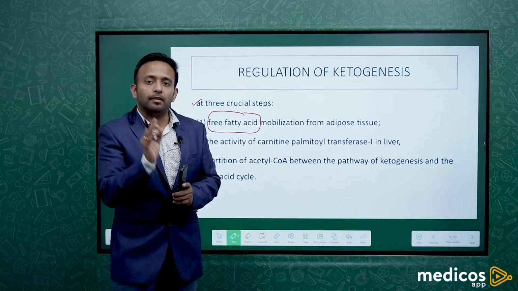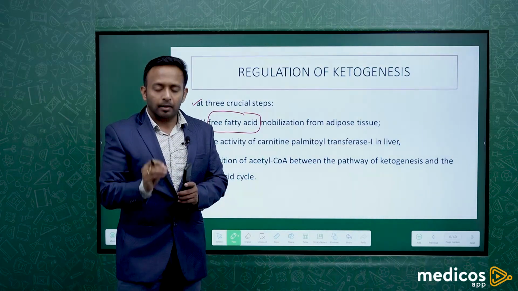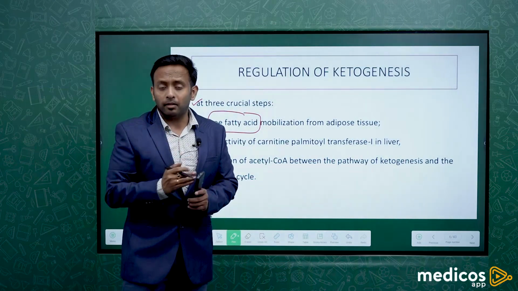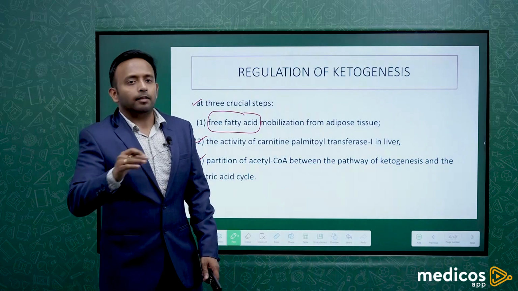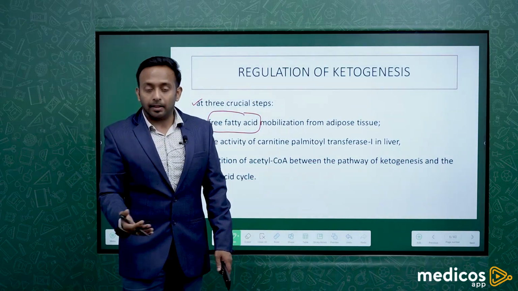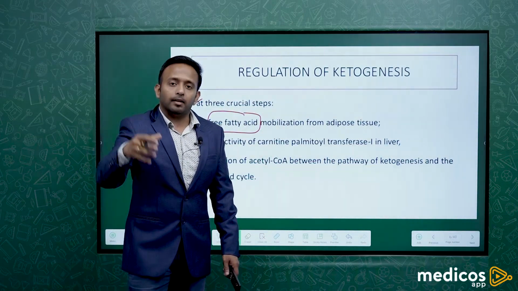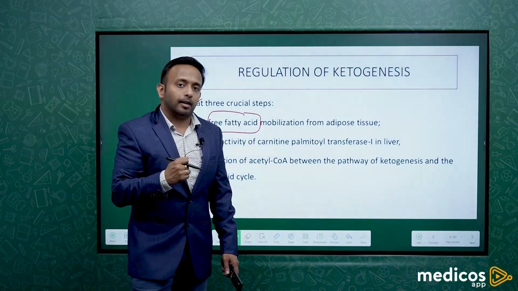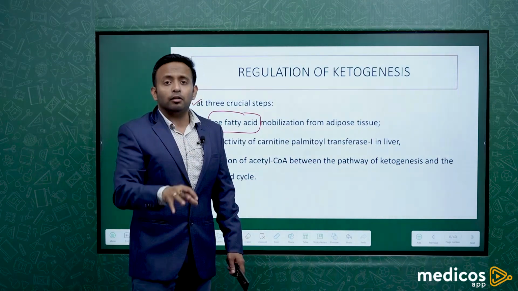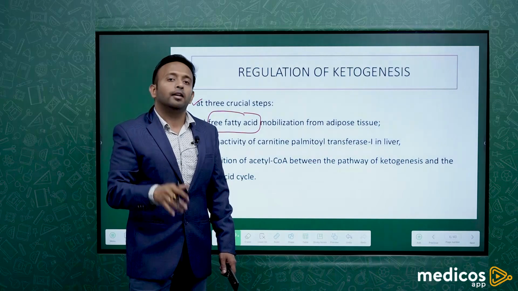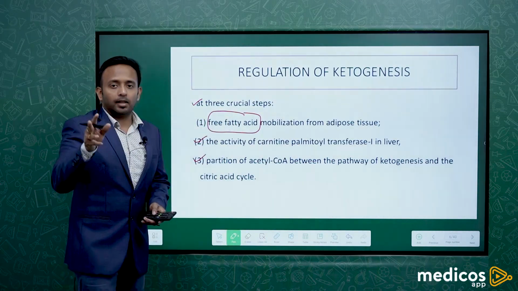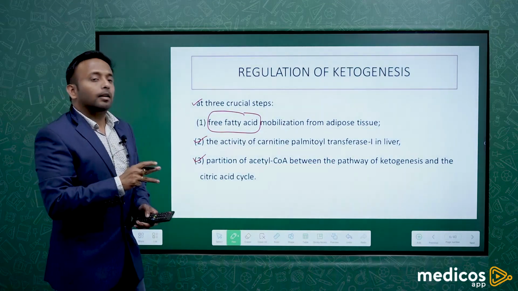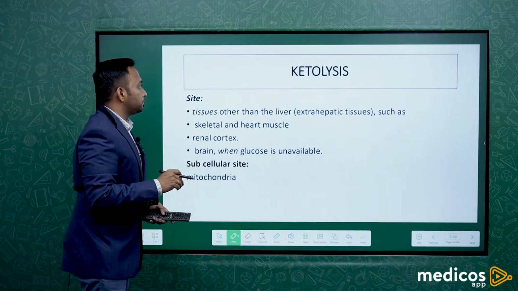In the same way, TCA may run at a very low rate, as you see in the case of starvation, or in uncontrolled diabetes mellitus, where the gluconeogenesis pathway is taking on the oxaloacetate and the other intermediates of the TCA cycle are taken up. So TCA runs at a very slow rate because its intermediates are not refilled back. These are the 3 crucial levels at which ketogenesis is regulated.